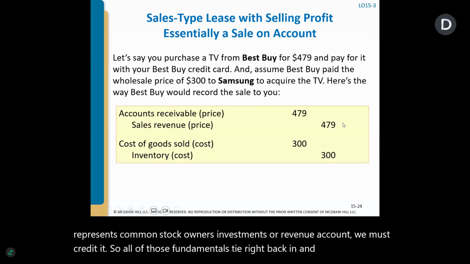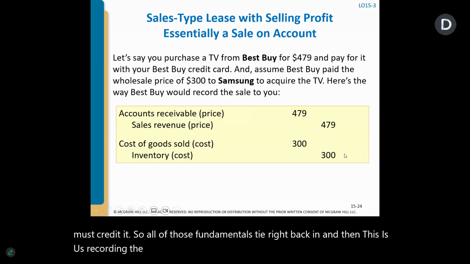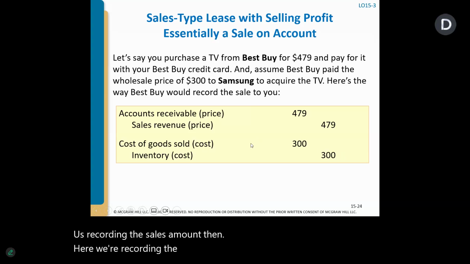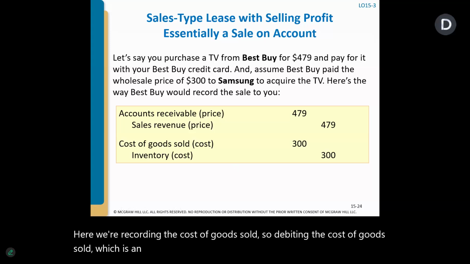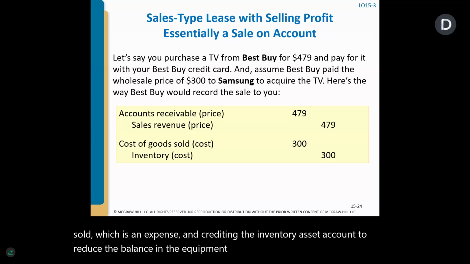And then this is us recording the sales amount. Then here we're recording the cost of goods sold. So debiting the cost of goods sold, which is an expense, and crediting the inventory asset account to reduce the balance in the equipment because we no longer have the equipment.